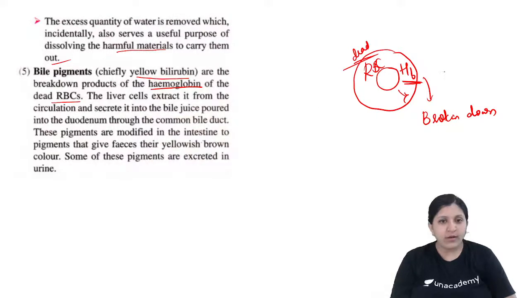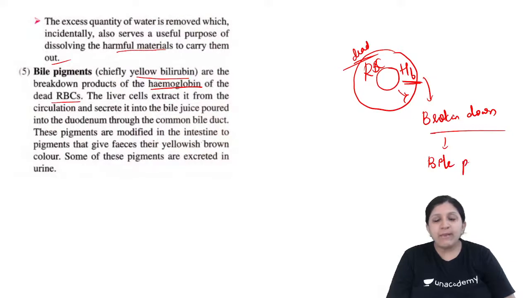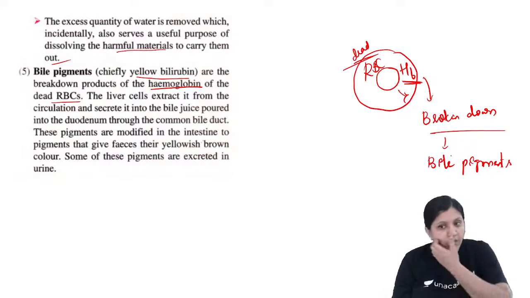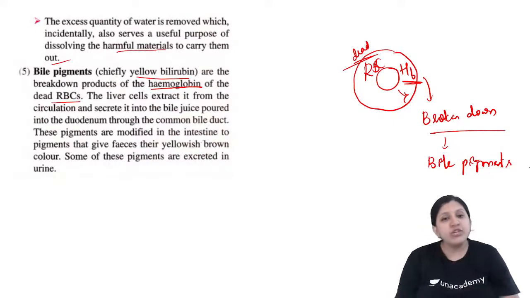Okay, so liver cells extract it from the circulation and secrete it into bile juice, poured into the duodenum through the common bile duct. So here this one is broken down. When it is broken down, there will be formation of bile pigments, mainly the bilirubin, and there is a formation of biliverdin also. So bile pigment formation will occur.